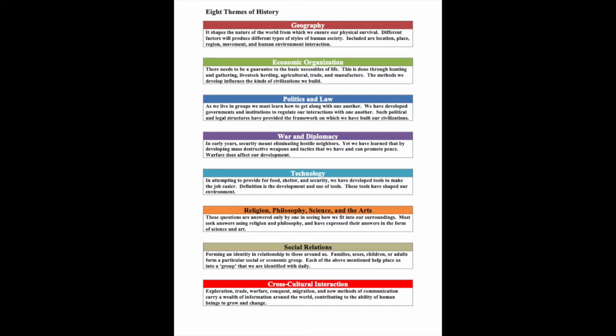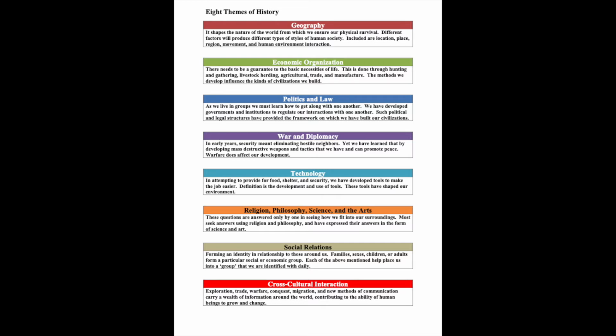The next one is economic organization, and we said that there needs to be a guarantee to the basic necessities of life, and those five basic necessities are food, water, shelter, clothing, and reproduction. Then the third one was politics and law. Politics is government. Law would be rules, and as we live in groups, we have to learn to get along with one another, and that's why we developed both.